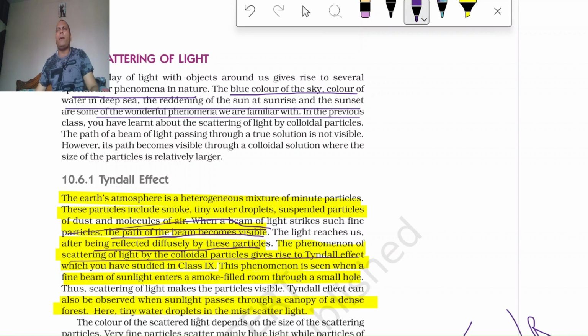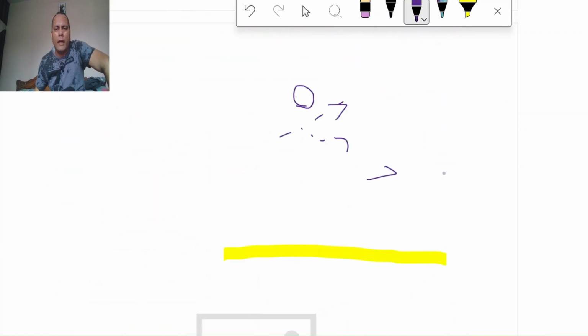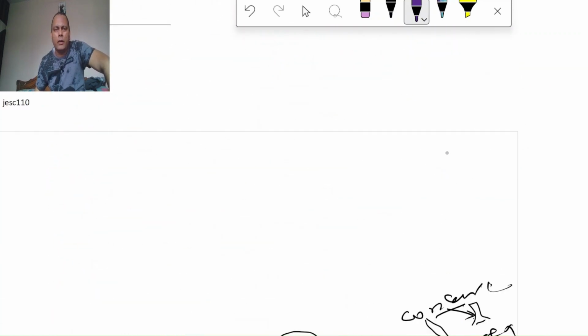So what is the Tyndall effect? I can give you an example. Suppose light is coming from a particular hole; you can see the small particles there, and from that hole we can actually see the ray of light path. That is called the Tyndall effect. So this is all about our light topic for class 10th.